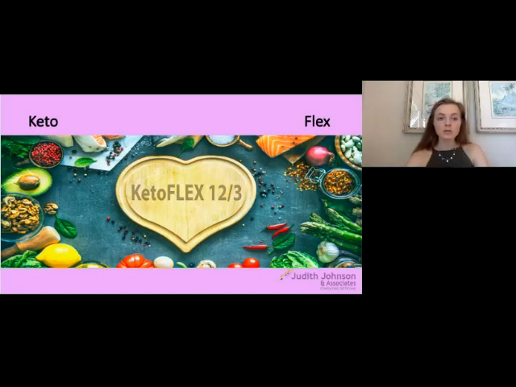So the main two effects of this diet in the body are the production of ketones, which I explained to you, the means by which our body uses fat as energy, and then obviously lowering blood insulin levels.